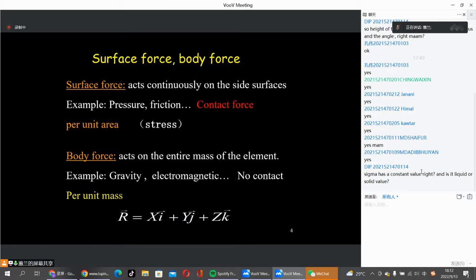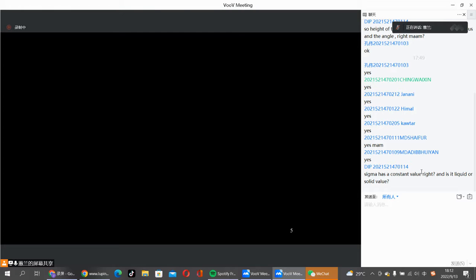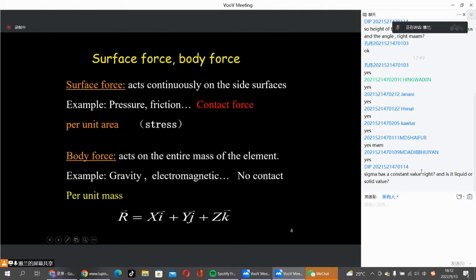and sometimes we use surface force per unit area. So we call it the stress or the pressure. Body force is not a contact force. We use body force per unit mass, just like acceleration. Here we use capital X, Y, Z to indicate the x, y, z components of the body force.